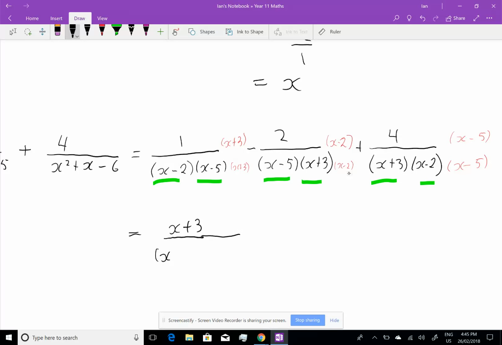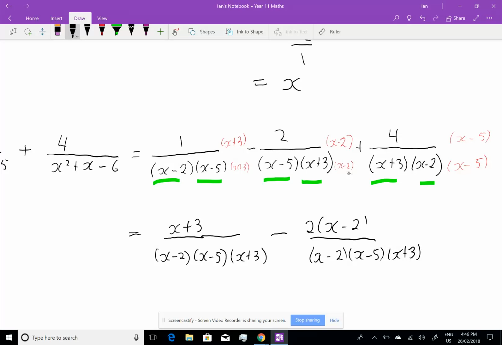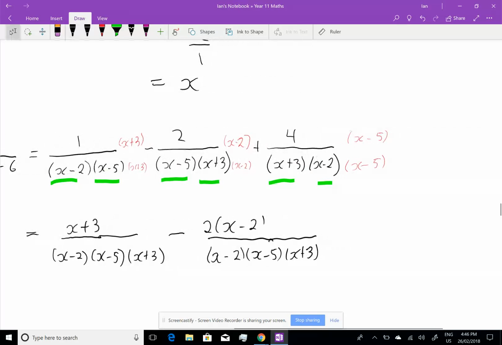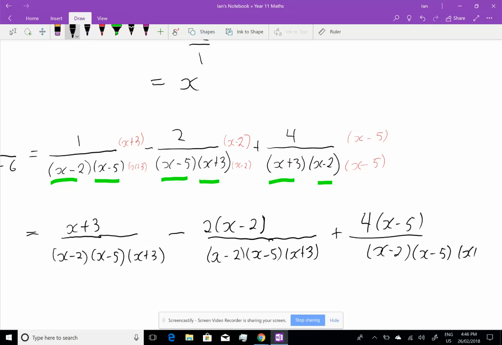I have an x minus 2, x minus 5, x plus 3, minus 2, x minus 2 on an x minus 2. Smart people would have avoided this. X minus 5, x plus 3. And I get a 4, x minus 5. And an x minus 2, x minus 5, x plus 3.